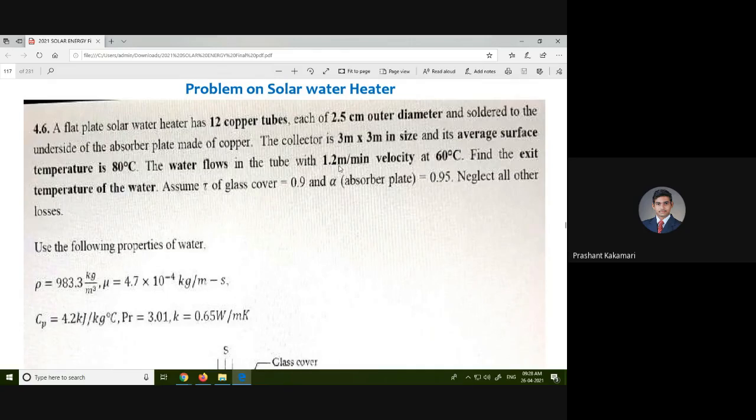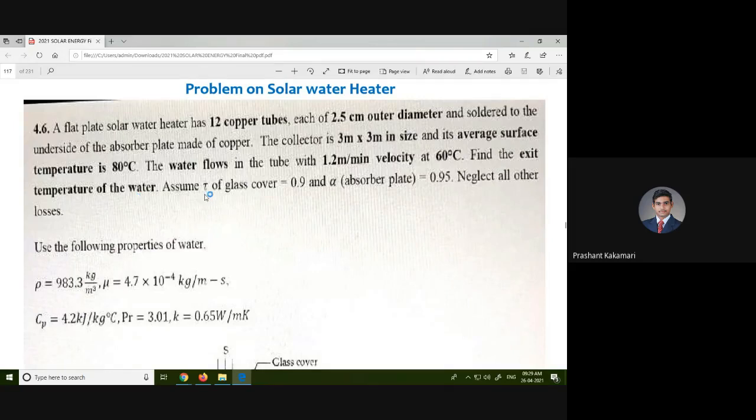Water flows in the tube with velocity of 1.2 meter per minute at 60 degrees centigrade. So water is flowing at the inlet side, in the tube, at this temperature of 60 degrees centigrade. Find the exit temperature of the water. So the question here is, to find the exit temperature of the water, you have to recall all the heat transfer equations to find this exit temperature of the liquid, which is flowing through this heat exchanger, or flowing through the absorber tubes.